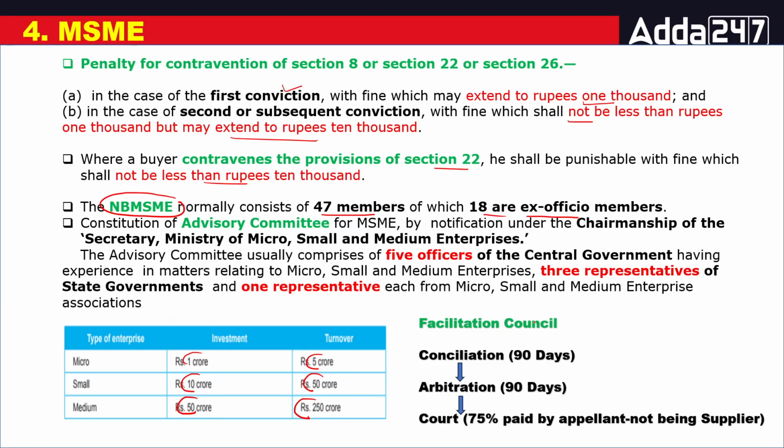The matter can be solved in the Facilitation Council. The council also refers the matter to arbitration. Sorry, first of all, conciliation. Within 90 days, they have to solve the dispute. If conciliation is not able to settle the case, we can refer the matter to arbitration. Same, within 90 days, arbitration has to solve the matter. We can also go to court, but if we are appealing in court, then 75% amount has to be deposited by the appellant, and the appellant must not be the supplier. Very important term.